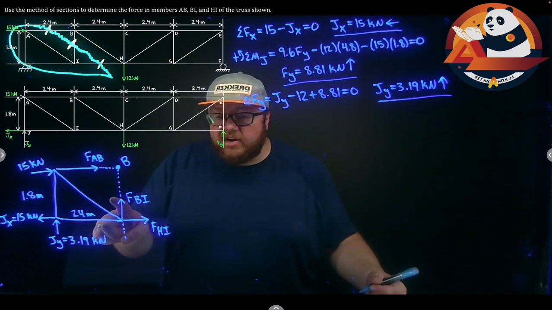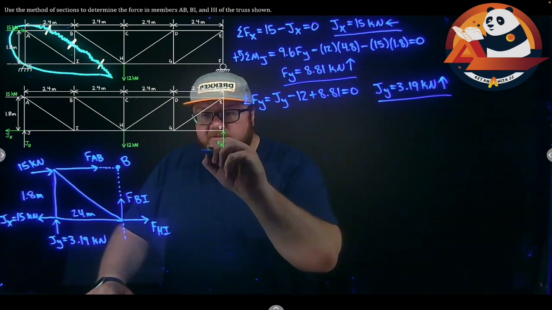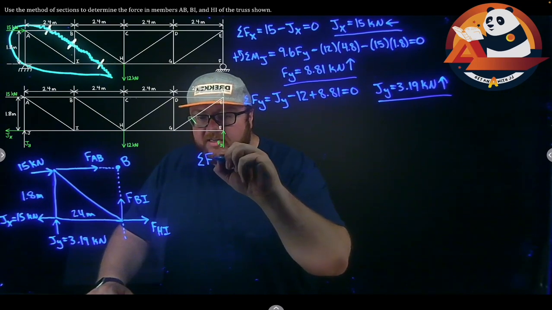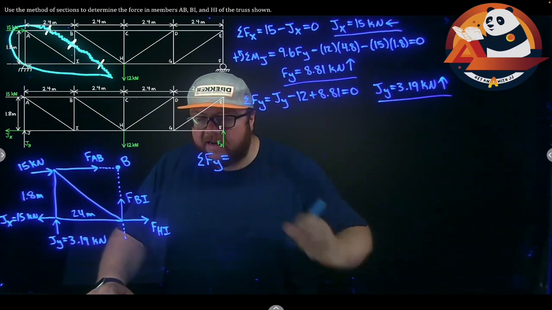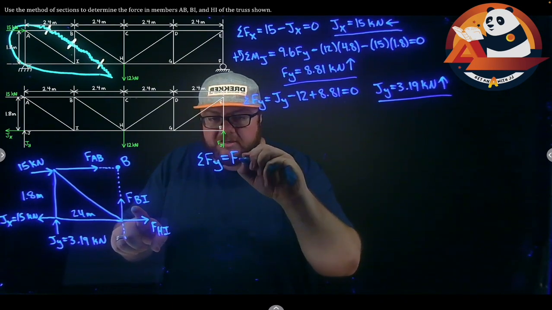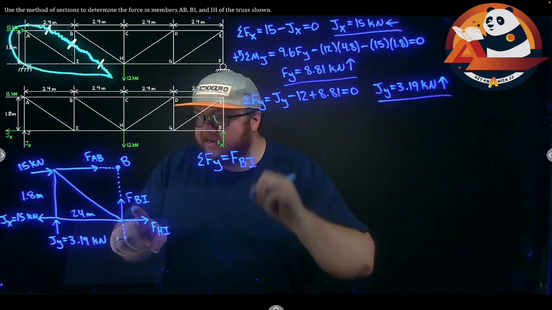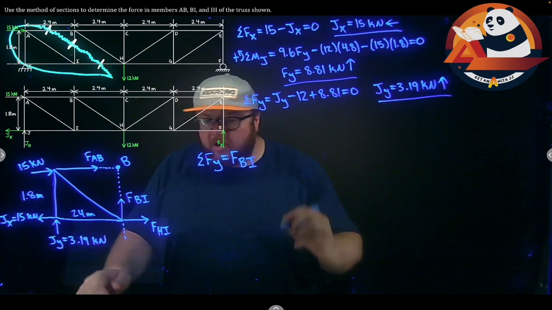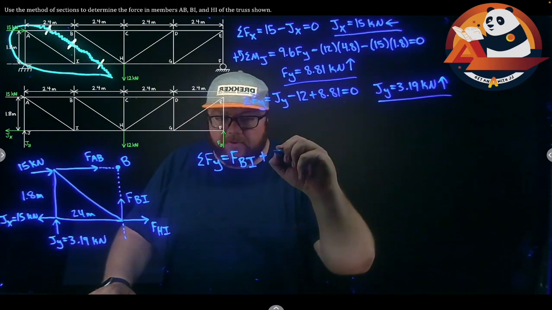Right now, I have one unknown in the y direction. Let's start there. Summing forces in the y. I'm going to have FBI goes up, the force in member BI. I have JY going up, plus 3.19.